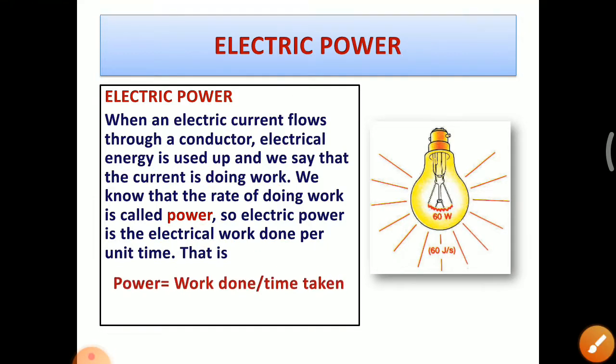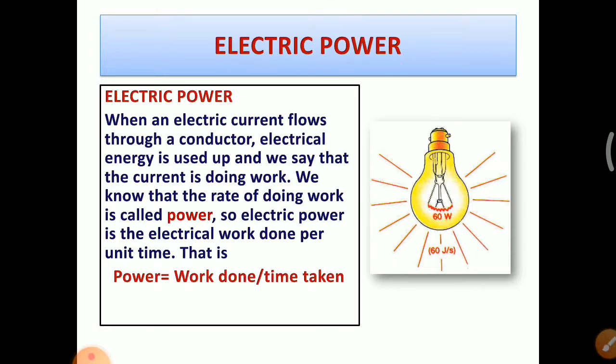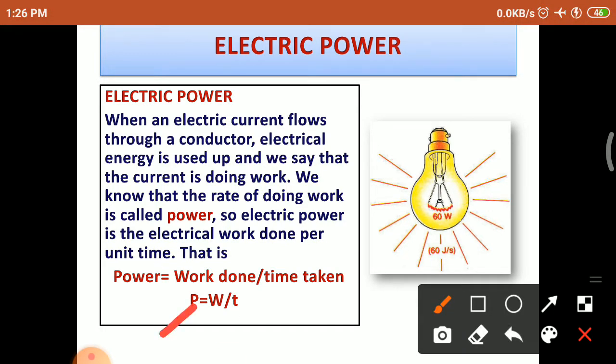We can write the formula: power equals work done by time taken. The power is represented by the capital letter P, work done is represented by capital letter W, and time is T. So from this we can say that power is equal to work done by time. Otherwise we can say the rate of doing work. The rate represents time.